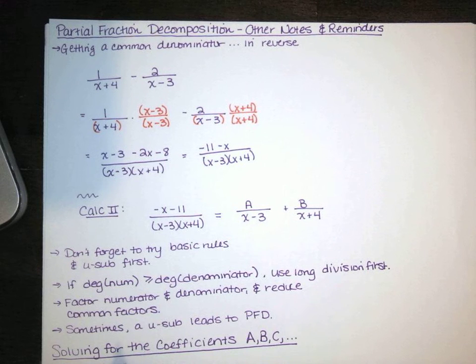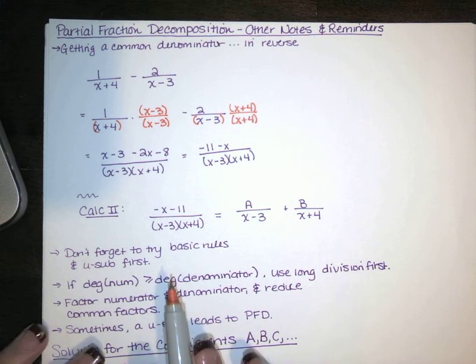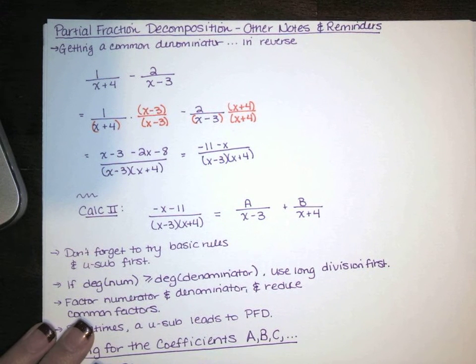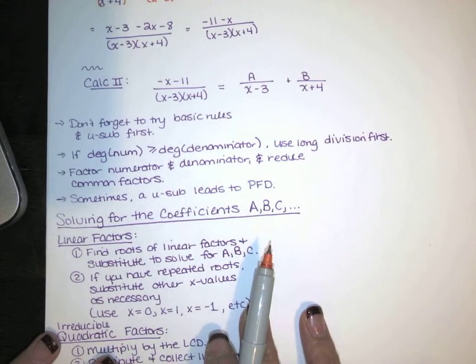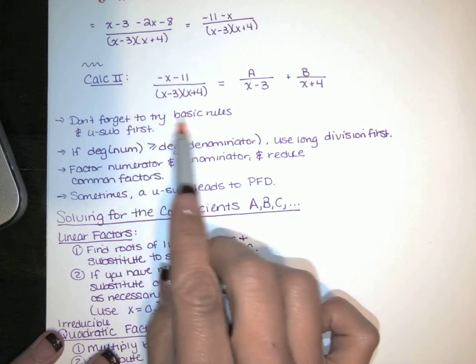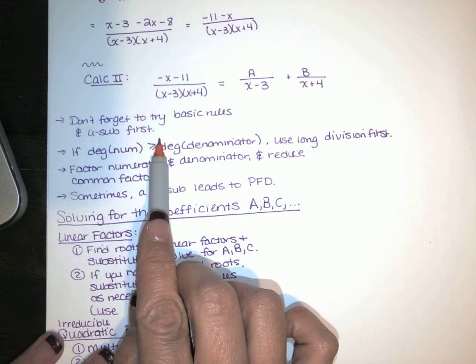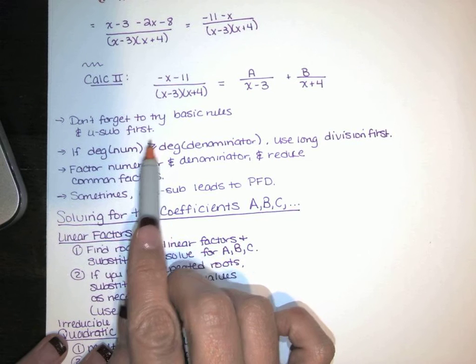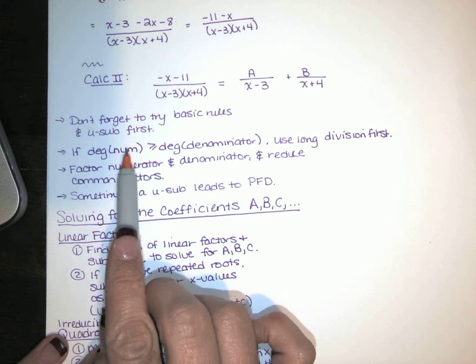As you're doing these problems, you've got a rational function. Don't forget to try basic rules and use substitution first. If you can use basic rules or use substitution, that's going to get you closer to the answer. So do that. It's going to be easier for you than partial fraction decomposition would be. So keep that in mind.